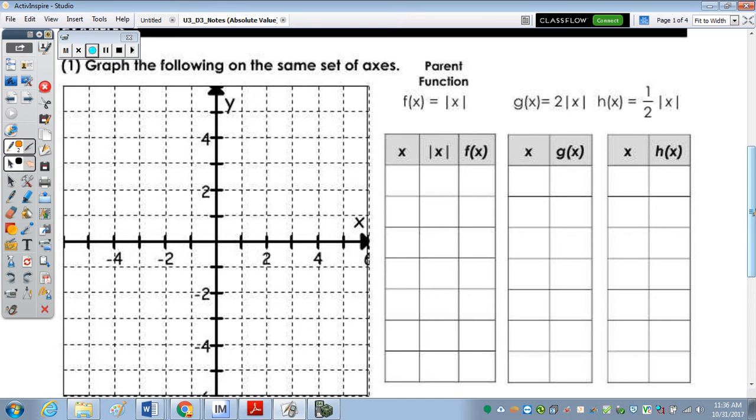So here we're going to graph 3 different functions. The first function is just the absolute value of x, which is named the f of x function. The second is 2 times the absolute value of x, which we're going to label as the g of x function. And then the last one, 1/2 times the absolute value of x, and we're going to label it the h of x function. The table for f of x actually has the middle column to show the work.